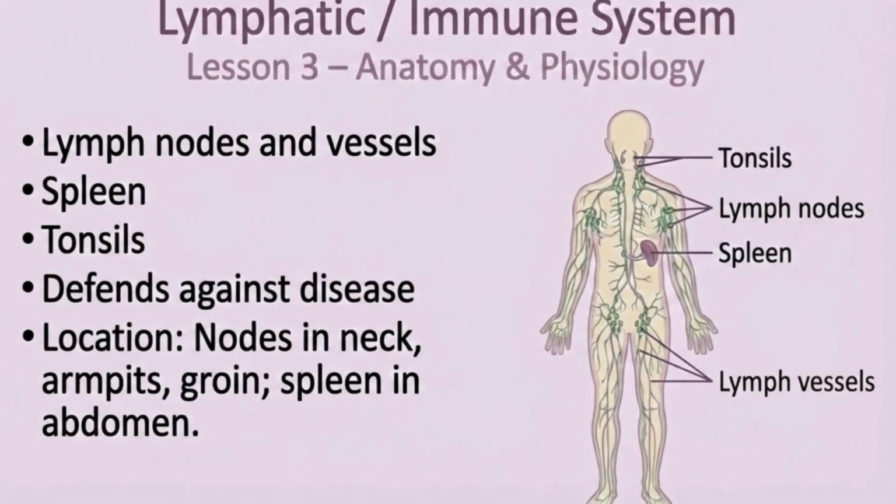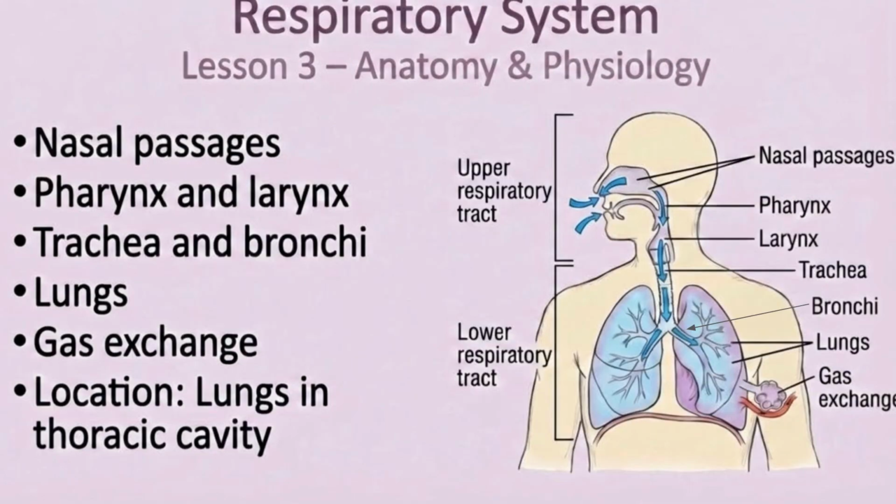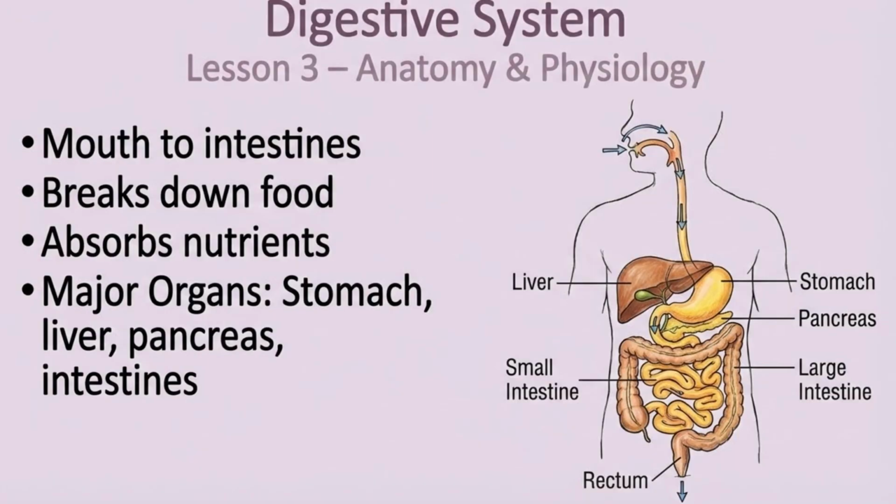The lymphatic system includes lymph nodes, lymph vessels, the spleen, and tonsils. It helps protect the body against infection and returns fluid to the bloodstream. The respiratory system includes the nasal passages, pharynx, larynx, trachea, bronchi, and lungs. It exchanges oxygen and carbon dioxide between the body and the environment. The digestive system includes the mouth, esophagus, stomach, intestines, liver, pancreas, and gallbladder. It breaks down food, absorbs nutrients, and eliminates waste.